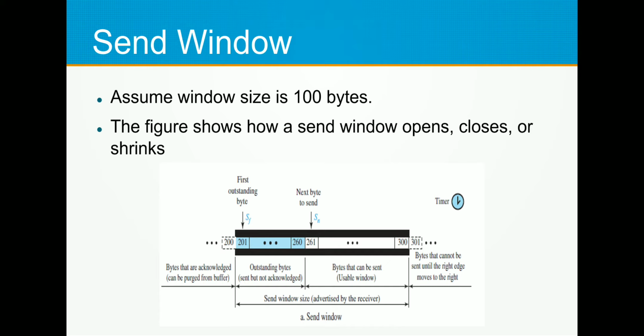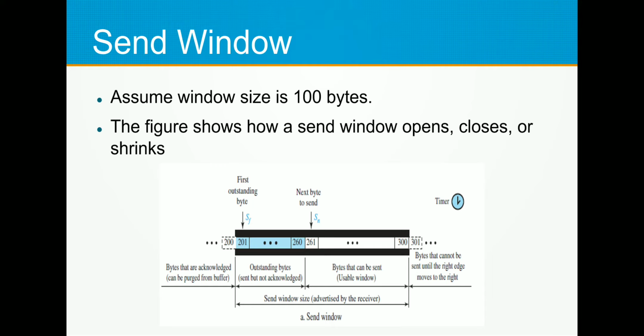Okay, and on the right side, 300 is the buffer limit right now. You can't write anything beyond 300. So these are bytes that cannot be sent until the write edge moves to the right. If the sending application is writing to the send window, it can write bytes up till 300. When it has written till 300, it means that the buffer is full, or the send window is full. So after 300, it is the bytes that cannot be sent.